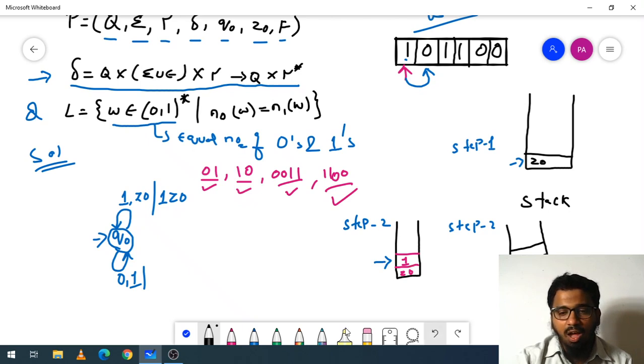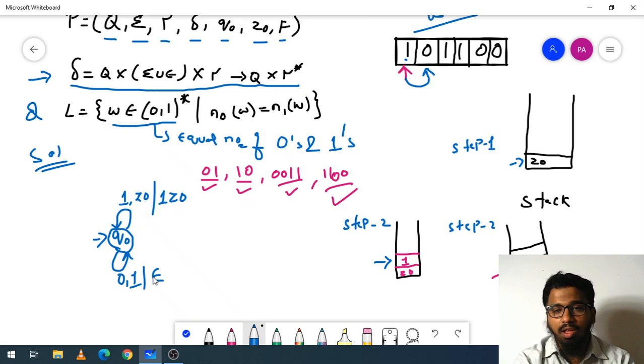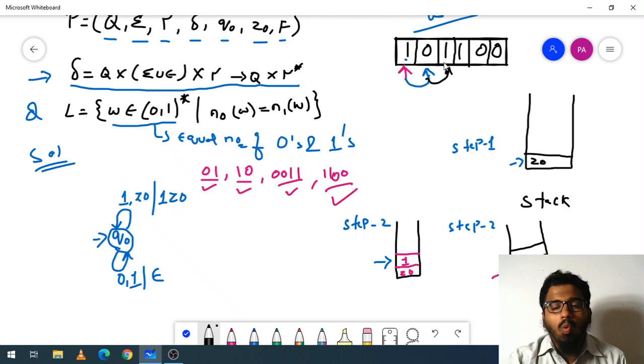So what is the answer here? We have only Z0, and Z0 is at the top of the stack. And what we are doing here, we are not performing any operation, we are just popping. So that means it is epsilon. Okay. So what is our next header point? Our next header point is 1.